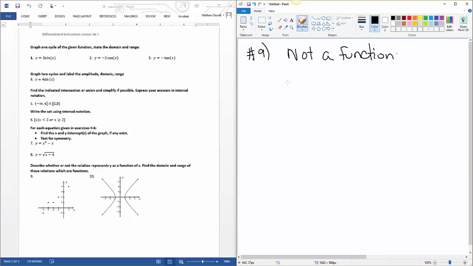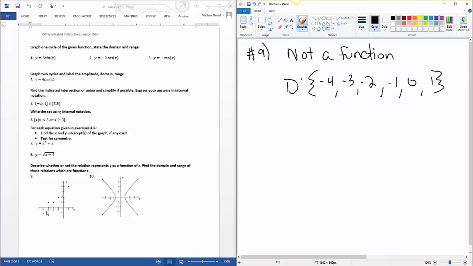And then writing the domain, I get -4, -3, -2, -1, 0, and 1. Now I'm listing them as individual points because notice there's no graph in between. So I have to list it as -4, -3, -2, -1, 0, and 1 because there's nothing in between. Now if it was like a line, then I would have to write an interval to say it's all the values in between those.